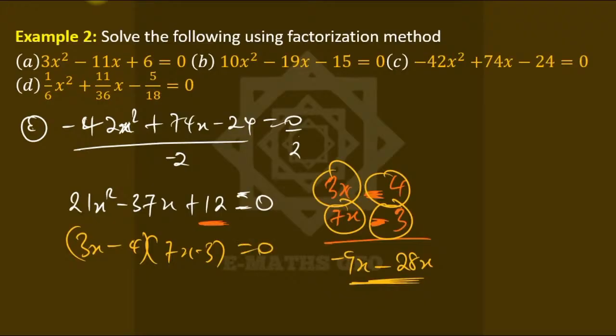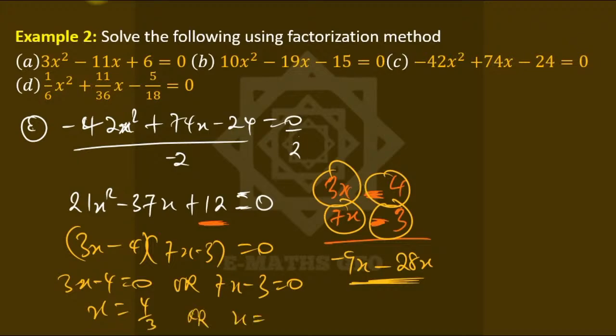Now for the product to be 0 means this is 0 or 7x minus 3 is 0. So if we solve for x, I have 4 over 3 or I have 3 over 7. So what we learned in this question is that when the coefficients are too large, we need to reduce them. Check whether there is a common factor that can reduce it.